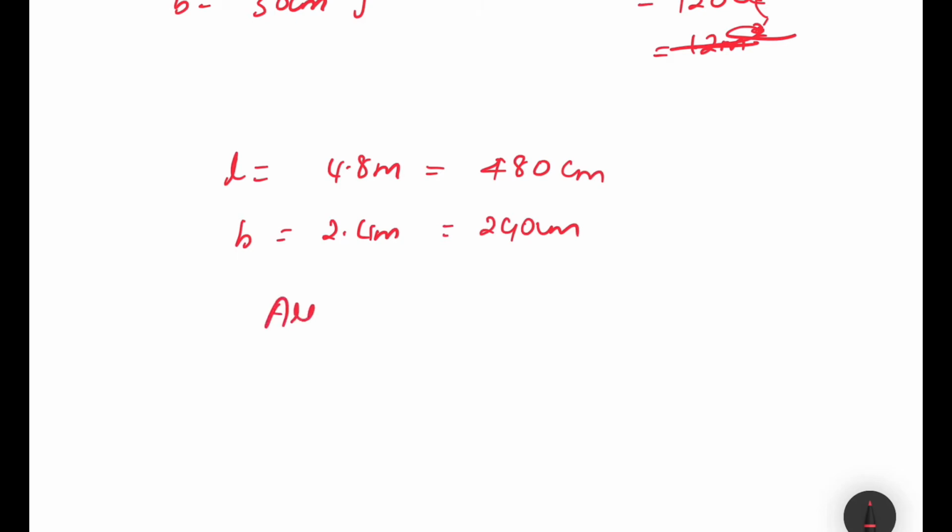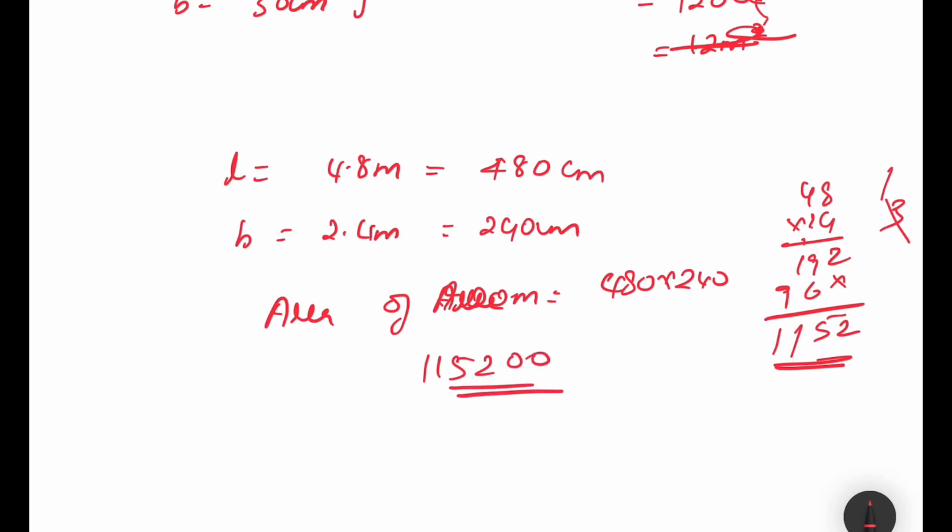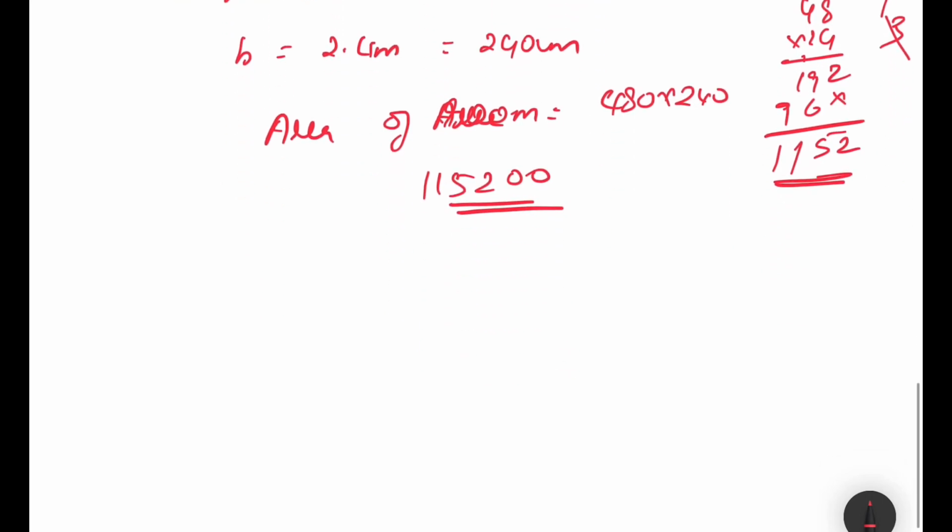Now area of the room will be what? Area of room is equal to 480 into 240. 48 into 24 will give you 4 8s are 32, 4 4s are 16, 19. 2 8s are 16, 2 4s are 8, 9. So you'll get 115200 as the area of the room.